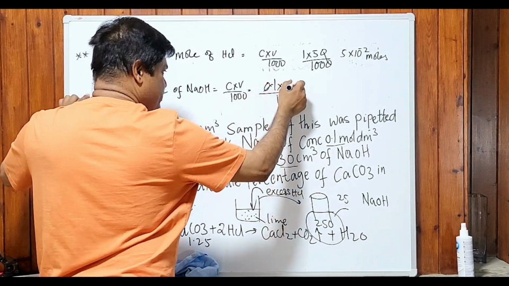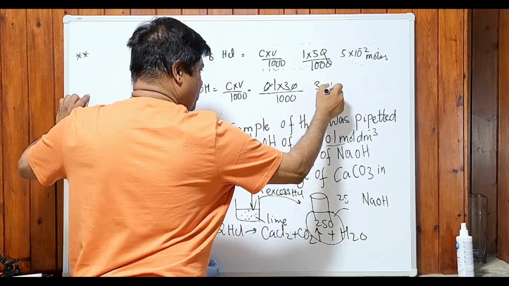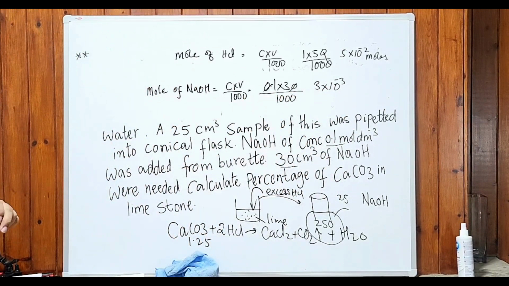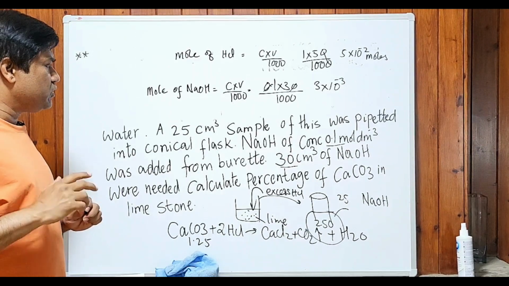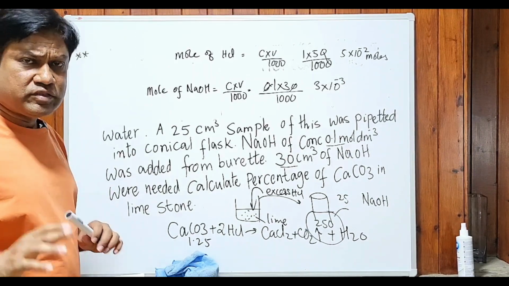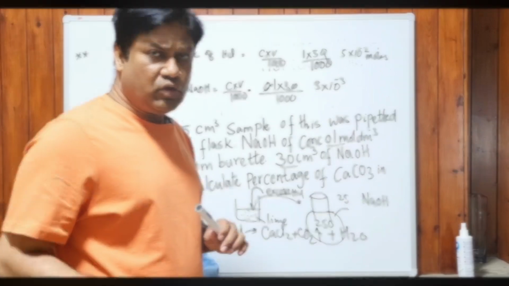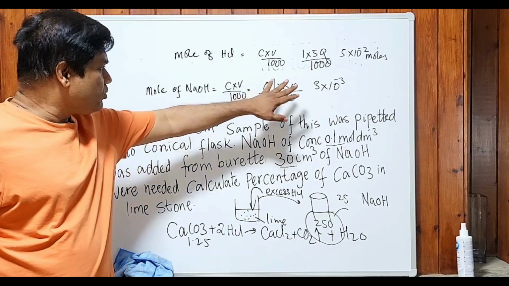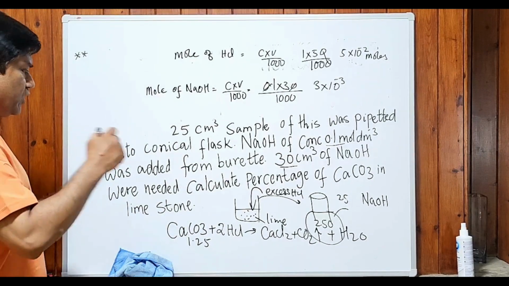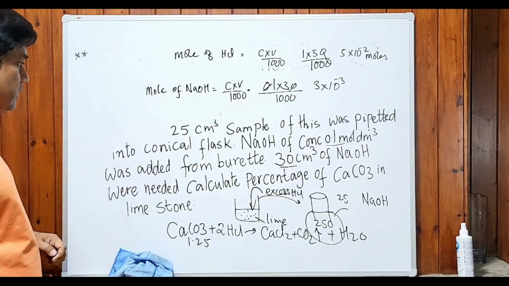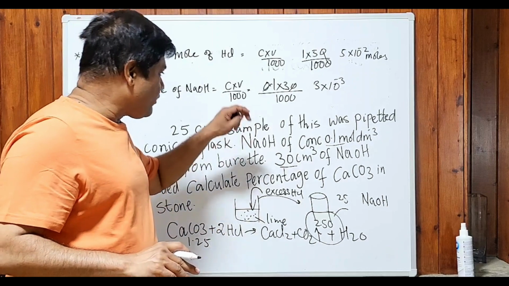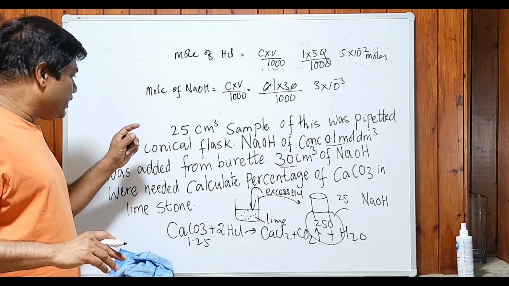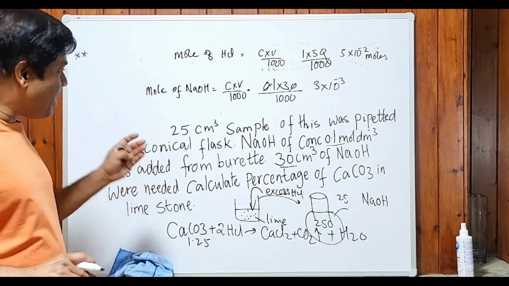This cancels, so we get 3 into 10 to the power of minus 3 moles of NaOH. Number of moles of sodium hydroxide is 3 into 10 to the power of minus 3. So to work out the moles of HCl which is unused, we have to write one more balanced chemical equation. That's why we name this titration a back titration.